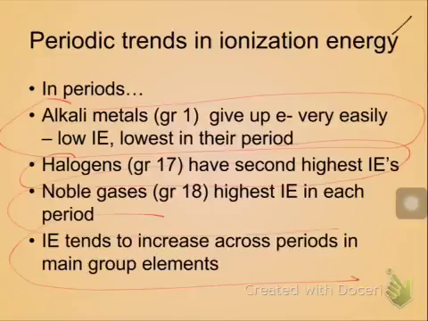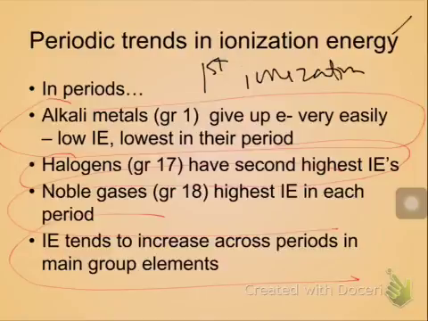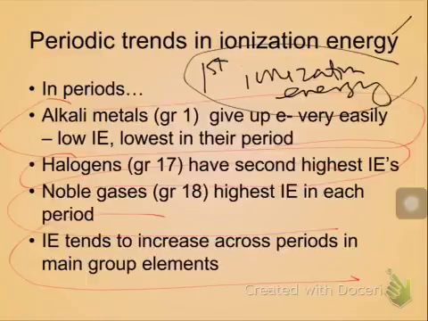So we talked a little bit about the trends. What we have been talking about is first ionization energy. We can remove subsequent electrons. That's beyond the scope of this class. So there are some things that get 2 or 3 electrons removed from them. There are things, but we're not going to talk about them. We're really just talking about the trends in first ionization energy.